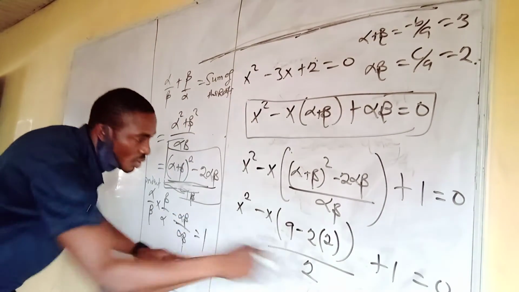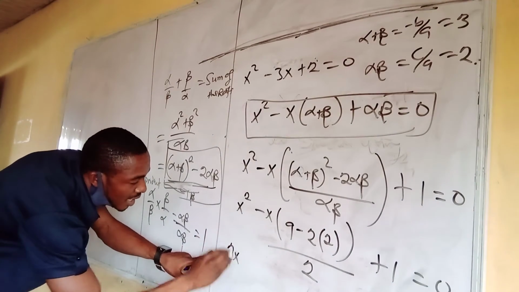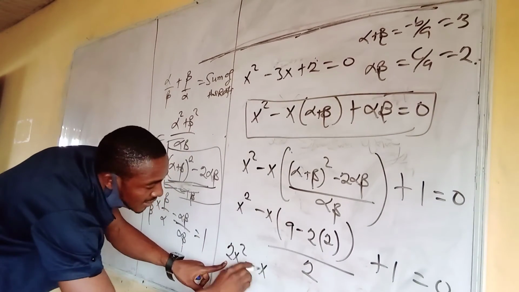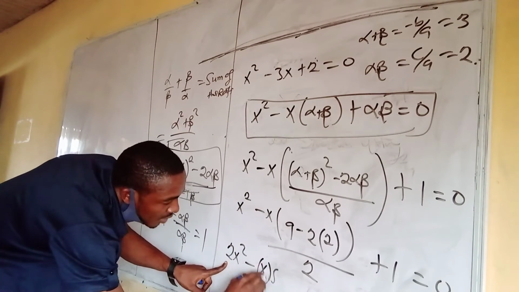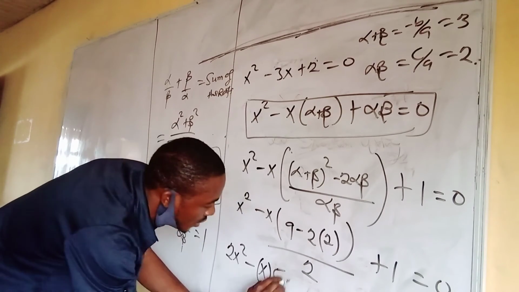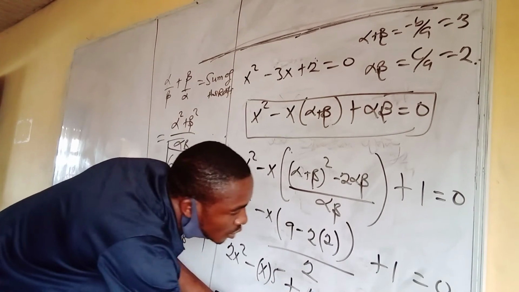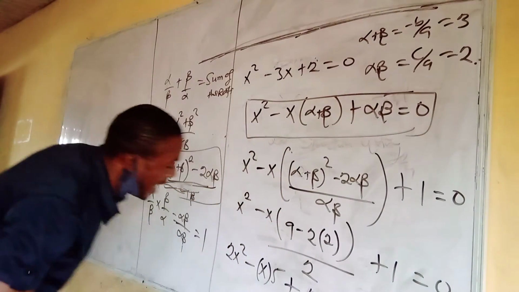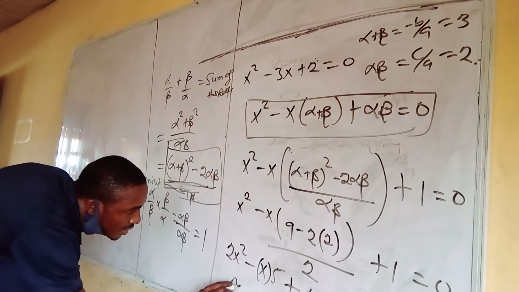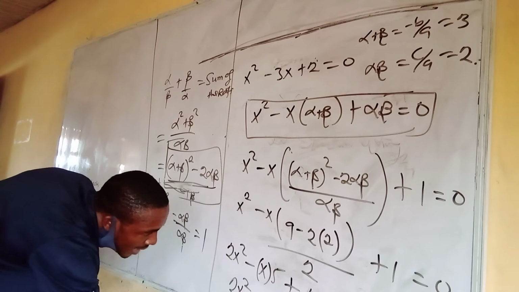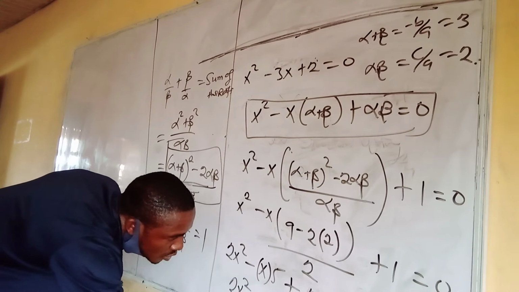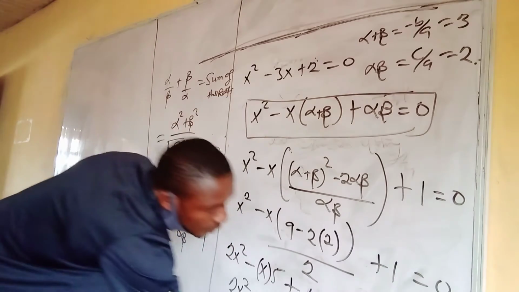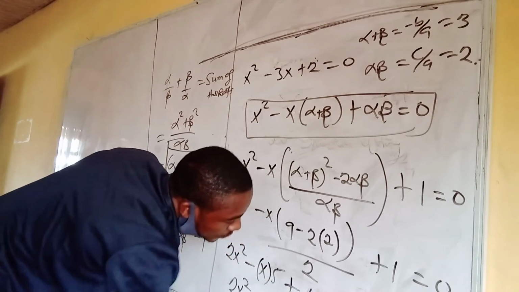We want to get our new equation. Now we can clear the fraction by multiplying by 2. I will have 2x squared minus x into this. That is 5. Minus x multiplied by 5 plus 2 equal to 0. Finally, I have my equation to be 2x squared minus 5x plus 2 equal to 0.